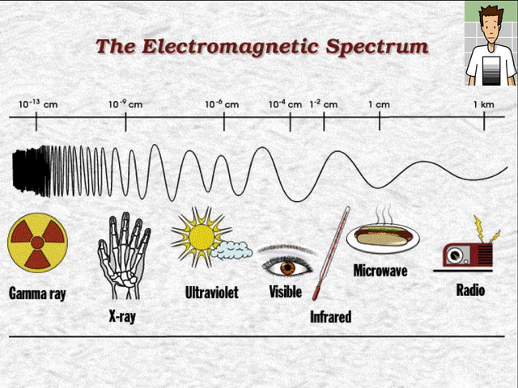So again, here's the same diagram. It's just reversed, where we have radio waves on the right, long wavelength, getting to shorter wavelengths down here. And again, as wavelength gets smaller, frequency increases.